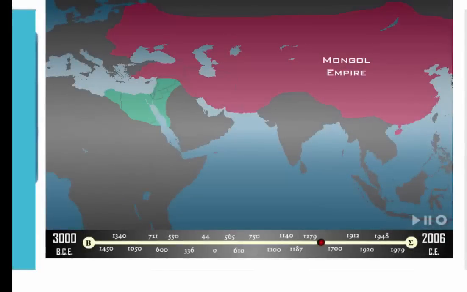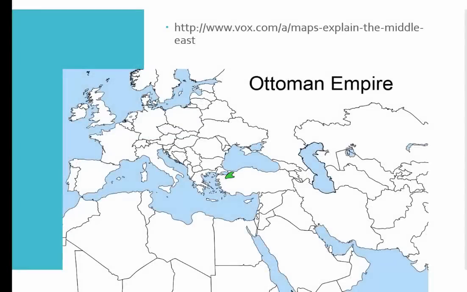The Mongol Empire doesn't last very long. But the Mongol Empire, based here in Central Asia, expanded both east and west. The Ottoman Empire will be the next great Middle Eastern-based empire.